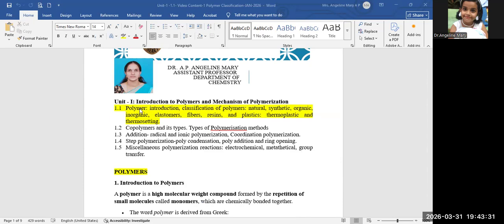What is a polymer? Poly means many, mer means units. Many units joined together to form a chain are called a polymer. What are the classifications? Natural polymers are formed in animals and plants. Synthetic polymers are man-made. Organic means the main backbone of the structure is carbon atoms. Inorganic has no carbon atom backbone. Elastomers have elongation characters. Fibers are hard and strong. Resins have adhesive properties.